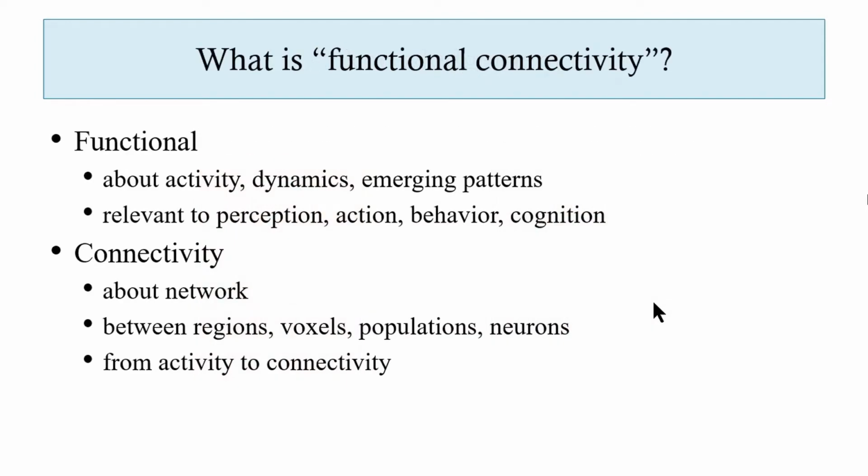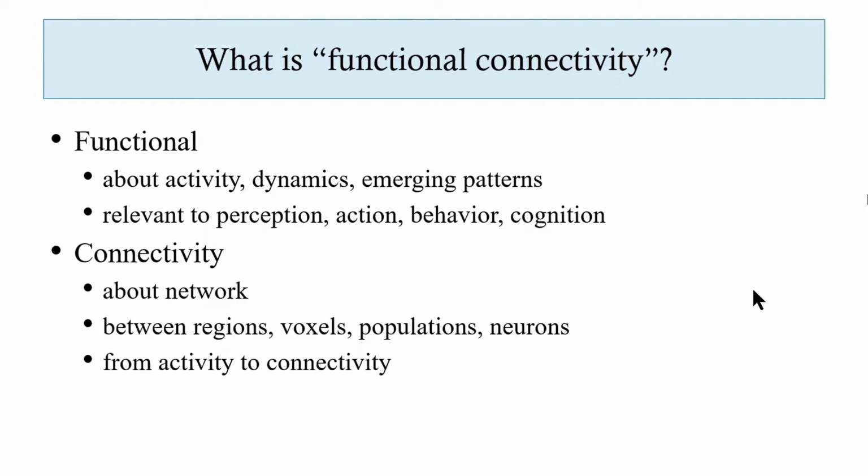So this is about introduction to functional connectivity. I would like to digest the term a little bit. What do we mean by functional connectivity? By functional, we mean that the data we are talking about is about activity. It's about the dynamics. It's also about the emergent patterns from the brain networks or circuits. By functional, we also mean that whatever pattern we are trying to make sense of has to be related to brain behavior, cognition, perception, action, and so on.